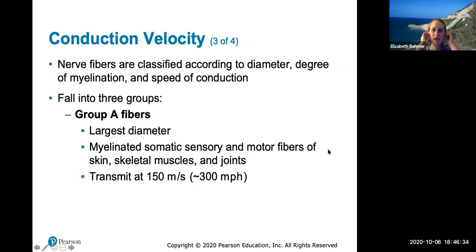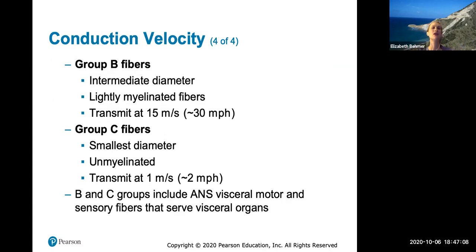Conduction velocity, they fall into three groups. These nerve fibers are classified according to how large their diameter is, their degree of myelination, and the speed of conduction. We say group A fibers are the largest diameter. They're myelinated somatic sensory and motor fibers of skin, skeletal muscles, and joints. And this is the speed of conduction, and I think this is interesting. It passes on their electrical signals at about 300 miles per hour. Isn't that crazy to think about, that that's going on in your body all the time as your photoreceptors that you're seeing with right now are doing this.